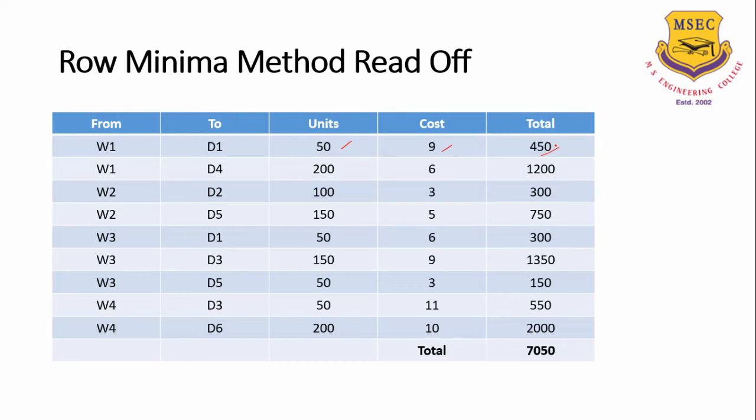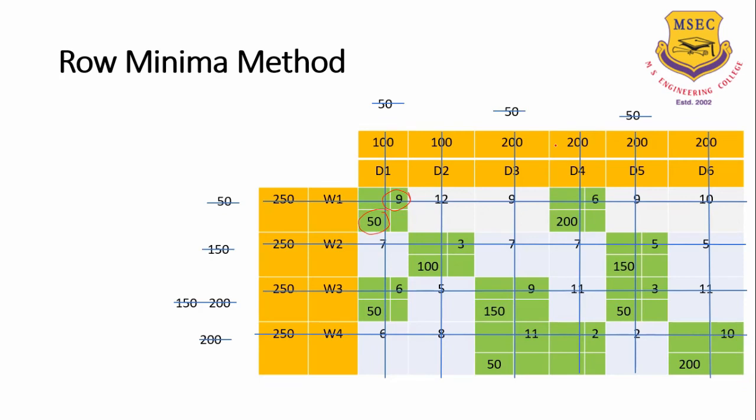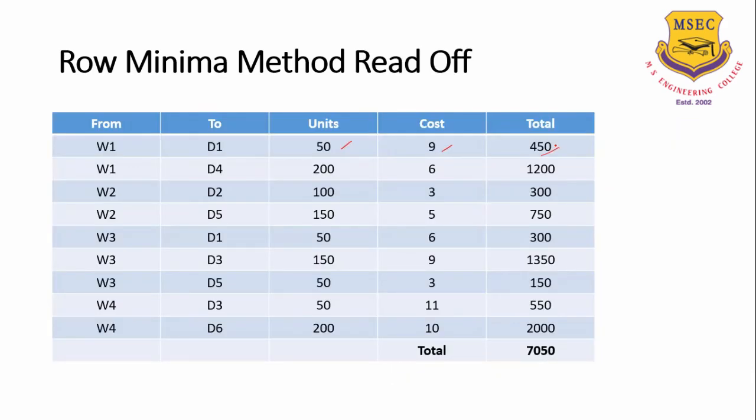In a similar way, I record or tabulate all the values, that is, find out the number of units transported and the cost of transportation per unit. So multiply all that. So if I make a total, I get a total of 7,050. So this is the total cost involved for transporting from different warehouses to different destinations.